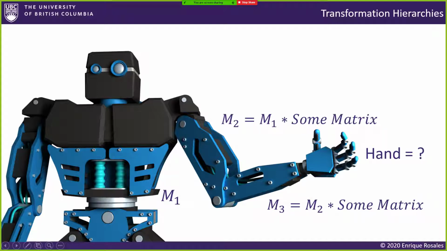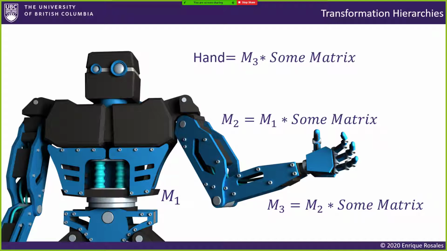So what about the hand? It's the same. Whatever local transformation you have for your hand times your parent's transformation, which in this case is M3, and you don't need to care about anything behind that, because everything is handled. Okay?